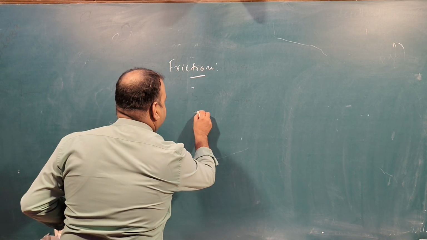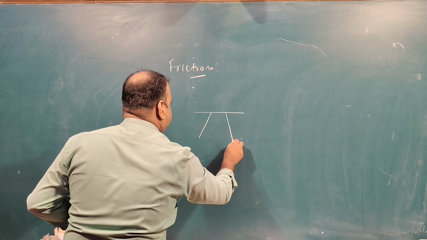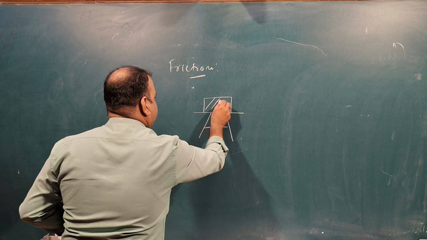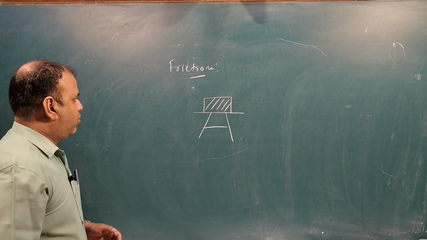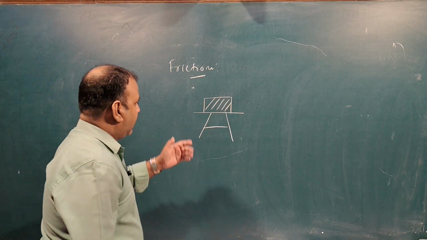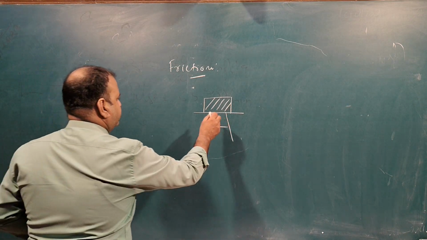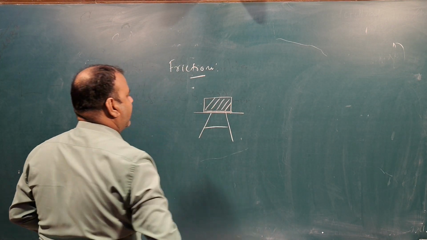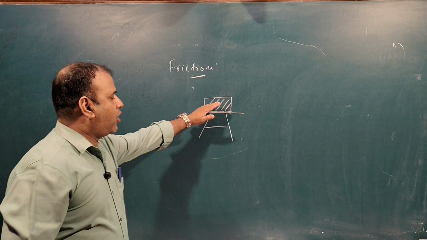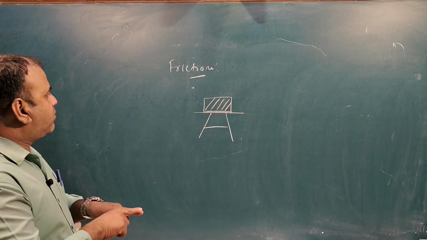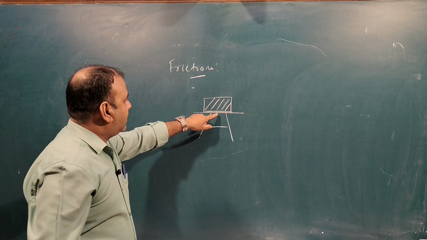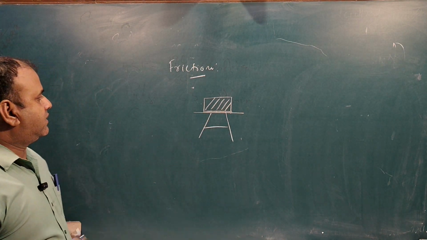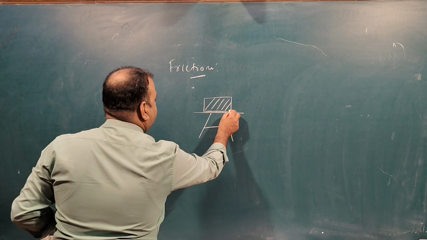Suppose we consider this is a kind of table, and on the table one object is placed. When the object is placed on the table, remember that a kind of friction develops in between the table and the surface of the object. So here the contact bodies are the surface of the table and the surface of the object, and there is friction in between them.